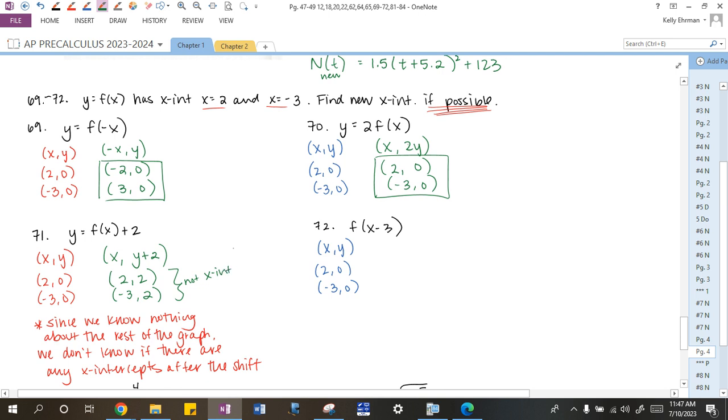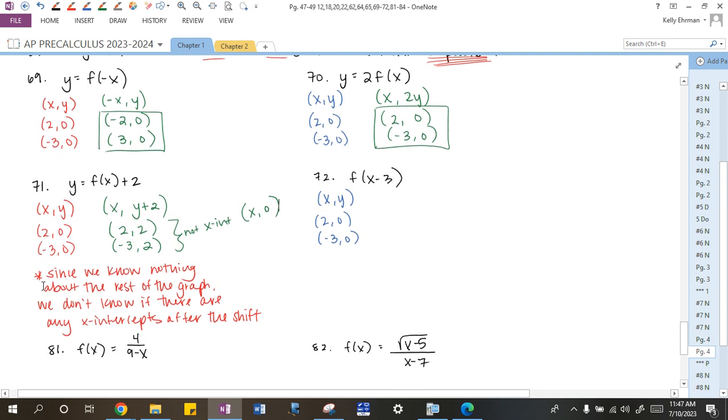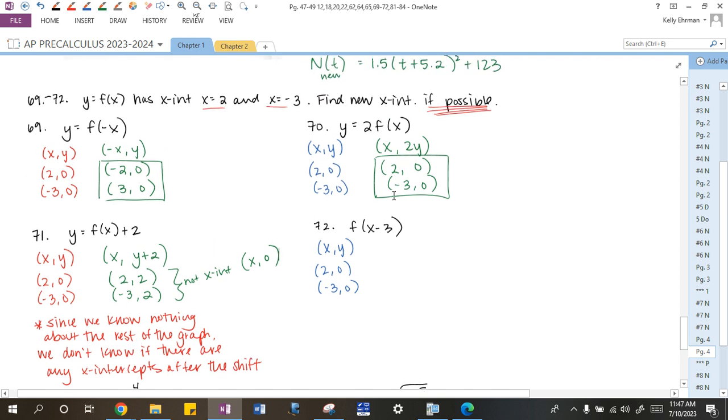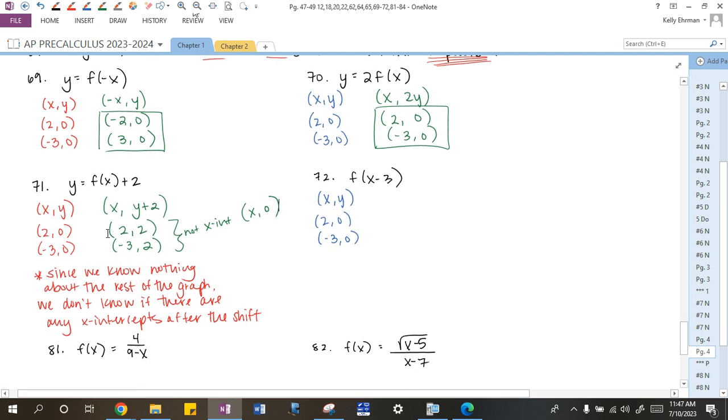x-intercepts because x-intercepts, remember, are like an x-coordinate when y is 0. And we don't know anything about the rest of the points. I don't know what kind of graph this is. So this little note just says, since we don't know anything about the rest of the graph, we don't know what the x-intercepts are or if there are any. So this is why it says, if it's possible, find the new ones. It's not possible to find the new x-intercepts given the information we have.